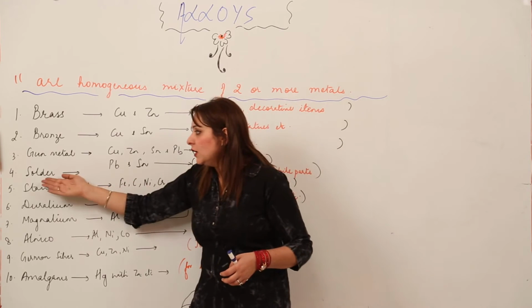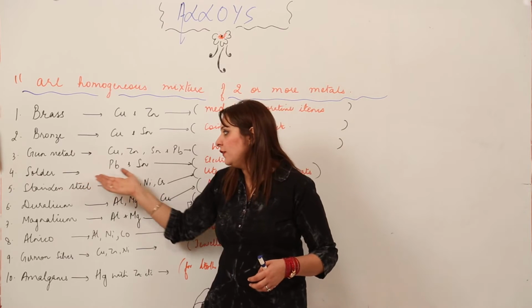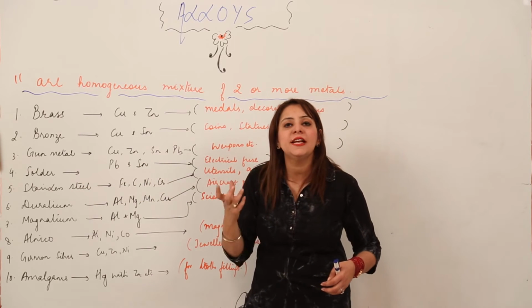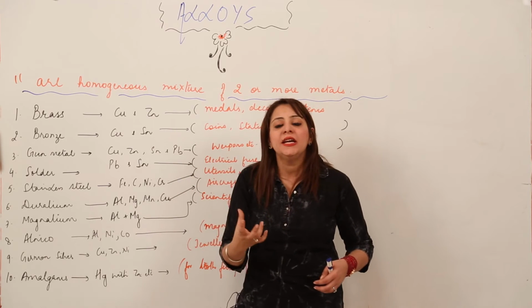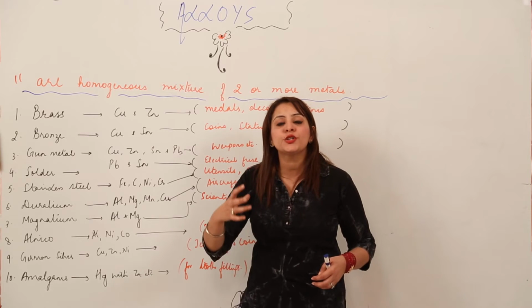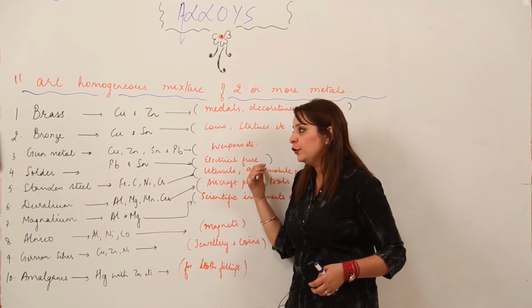Next is solder. Solder is an alloy of lead and tin. It is used for making fuses, that is the electrical fuse which we use in houses to prevent fire, or to avoid short circuiting and overloading. So it is used in making the fuse.